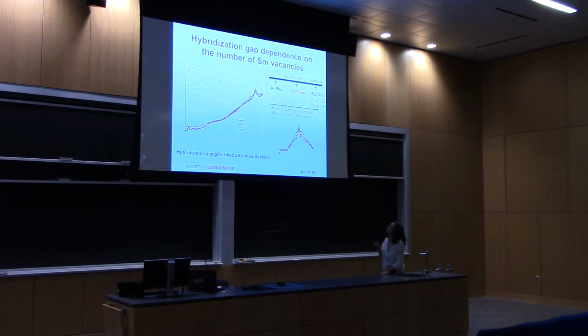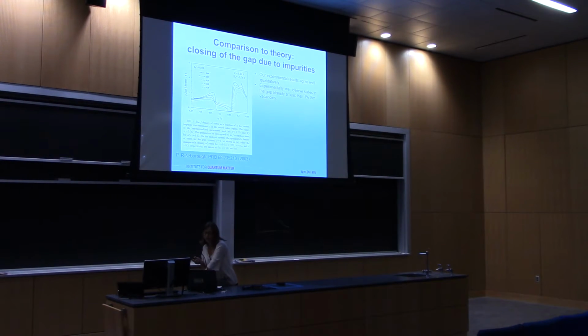And then we go to the sample which has 1% of vacancies, and we see that the high frequency features develop the same, but at low temperatures the gap never really opens. So we don't see this 40 MeV transition, and we see a lot of intensity at low frequencies. So basically, the presence of even 1% samarium vacancies prevents the low frequency gap from opening.